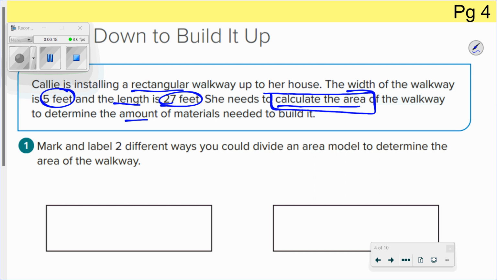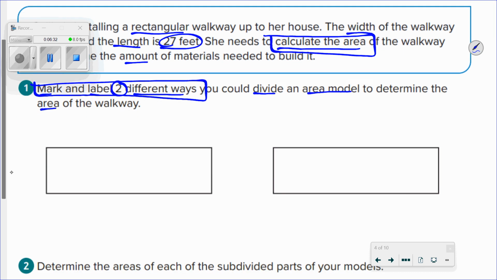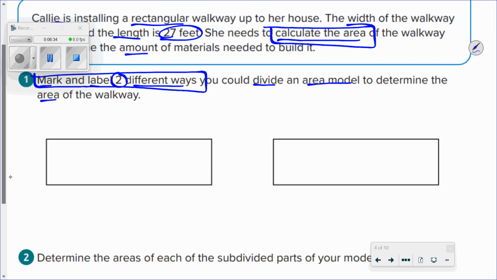Okay? We're going to mark and label 2 different ways you could divide an area model to determine the area of the walkway. So here's really our task. We're going to mark and label 2 different ways. So I've given you the exact same rectangle. We've told you what the dimensions are, correct? 27 feet by 5 feet? Should be pretty obvious from the way the rectangles are set up, which side is which.